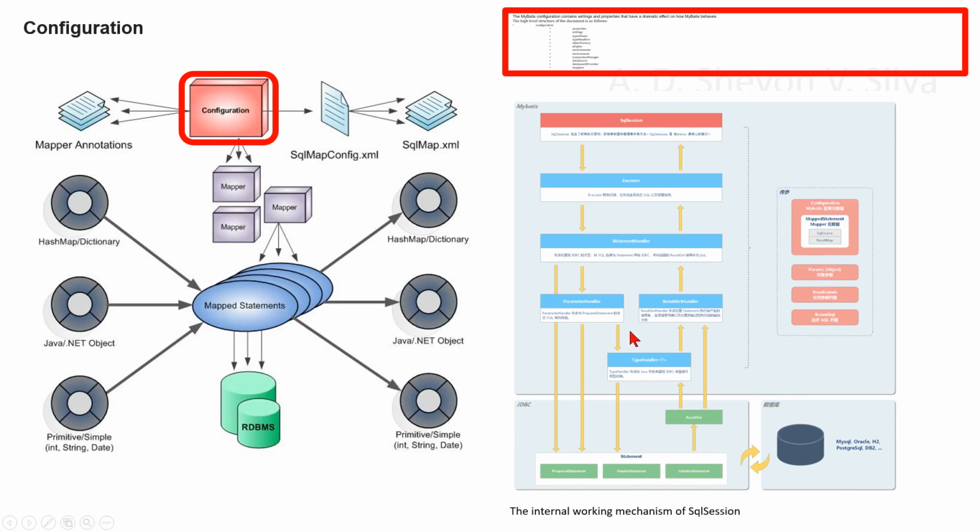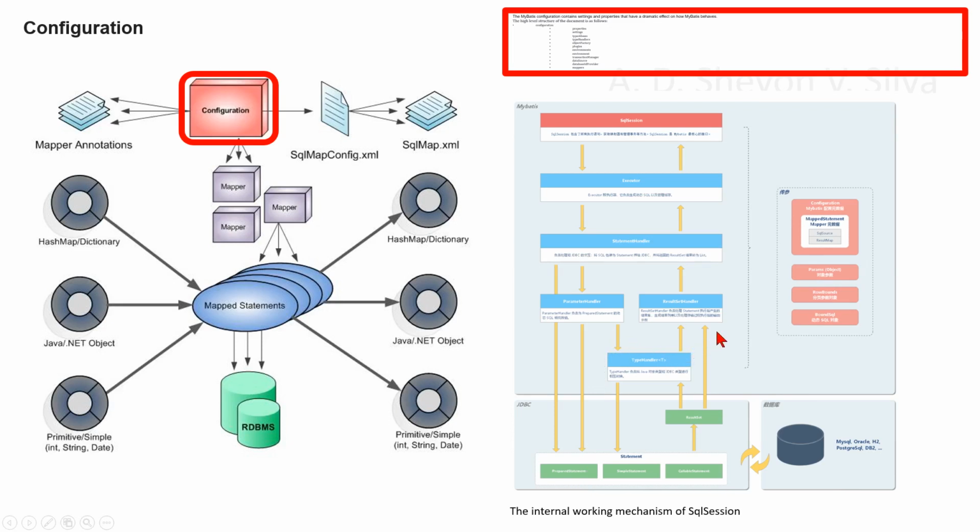Parameter handler. Parameter handler is responsible for converting incoming Java objects into JDBC type objects and filling values for the dynamic SQL of prepared statement. Parameter handler has only one concrete implementation class, namely default parameter handler.